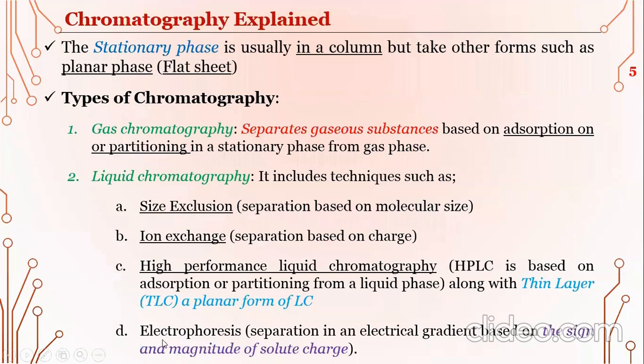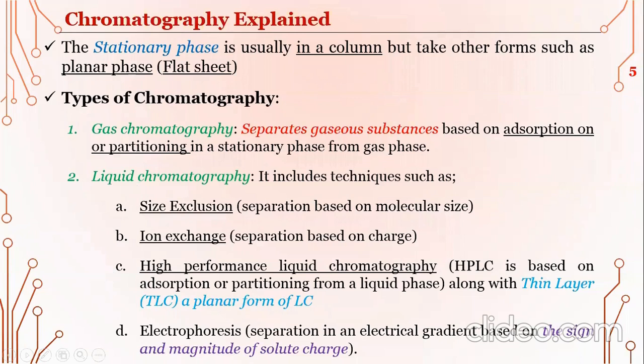And the fourth type is electrophoresis. We have already talked about this in detail. It is separation in an electrical gradient based on the sign, meaning positive or negative, and the magnitude of the solute charge. So based on the charge and its magnitude, the separation is done. These are four different types within liquid chromatography.